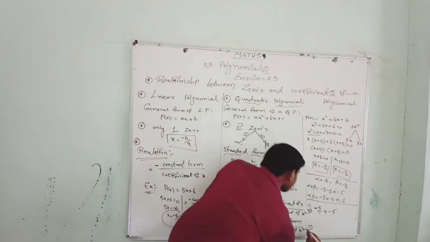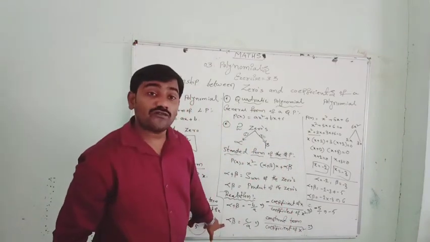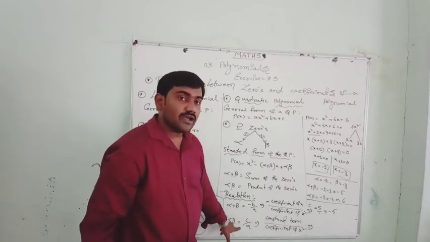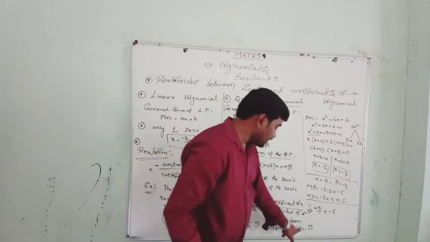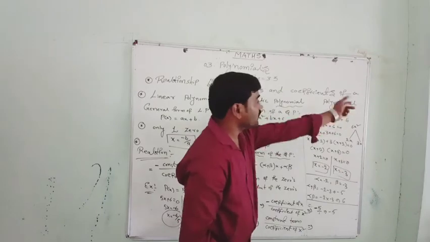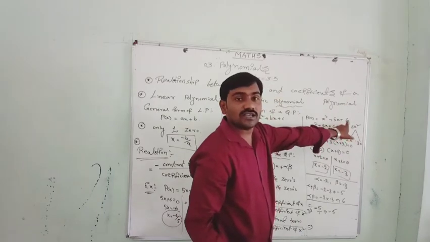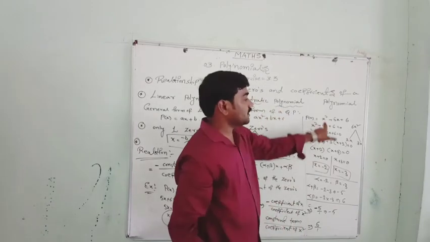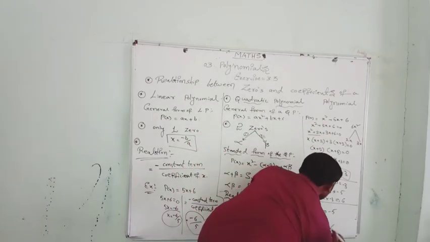Let us see now the product of the zeros. Alpha into beta is known as the product of the zeros. Now c by a. What is c? Constant term by coefficient of x square. So c in the sense constant term. Here the constant term is 6, by coefficient of x square, that is 1. So that is also 6.